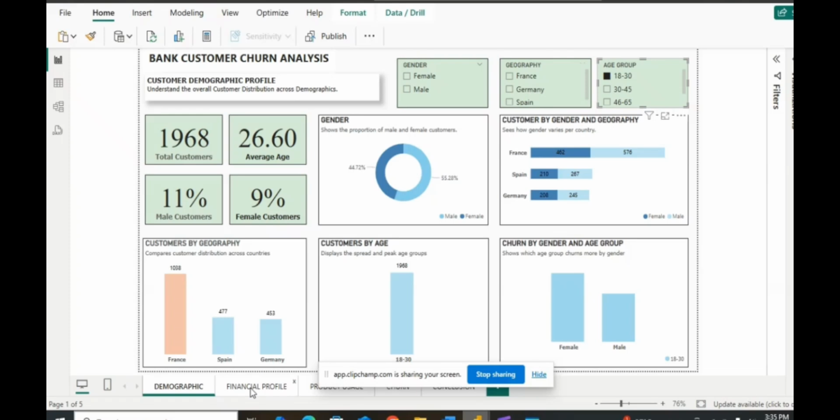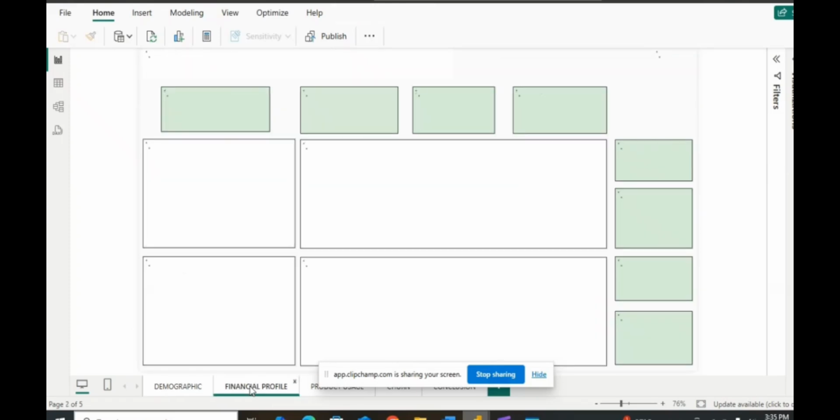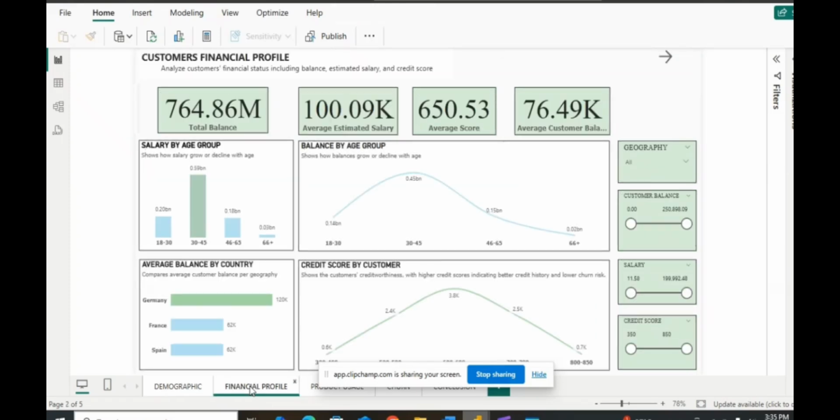So we are going to be moving to the financial profile of each customer, both the male and the female. So we have our total balance here. We have our average estimated salary. We have our average scores here. So we have our salary here.